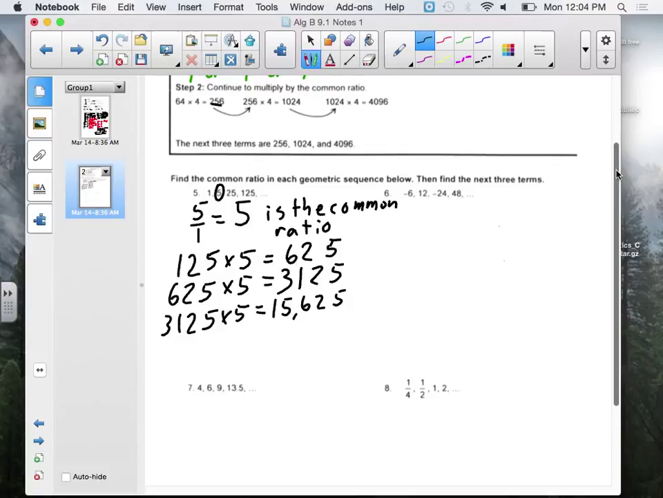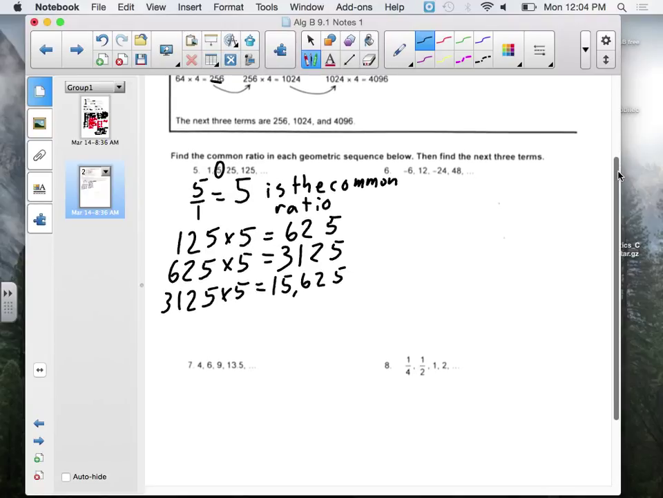So would this be what they would need to show Mr. Conlon in their work for these kinds of problems? You just have to show me how you got the common ratio, say what that is. So this one was 5. And then you have to show the work for the next 3 terms. So just like we did there, we found our next 3 terms by multiplying by the common ratio. All right, so number 6. You guys can do that by yourself.